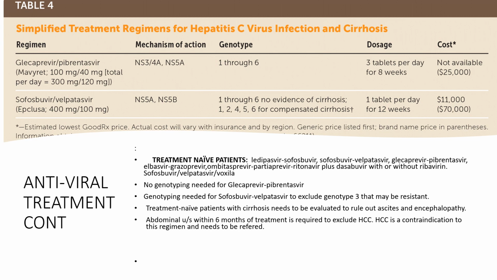And for the patient that you're treating for the first time, that is the treatment naive patients with cirrhosis, you need to evaluate them and make sure they don't have ascites and they don't have encephalopathy. Also, abdominal ultrasound within 6 months of treatment is required to exclude HCC. If your patient develops HCC, it is a contraindication to using this simplified regimen. You have to stop and refer your patient to a specialist.